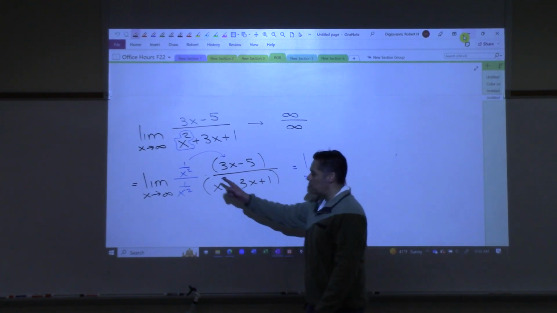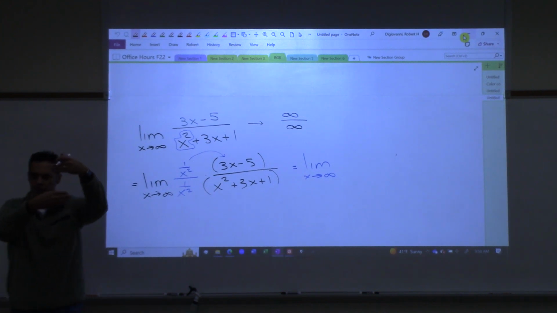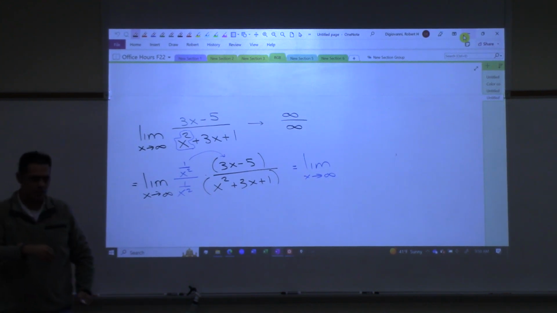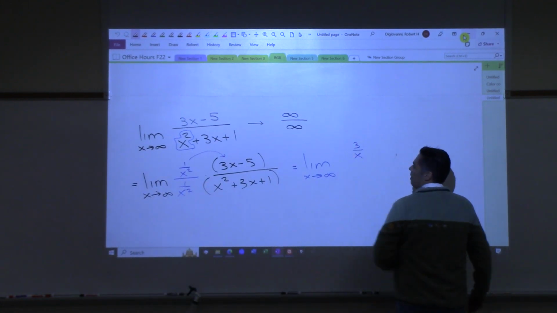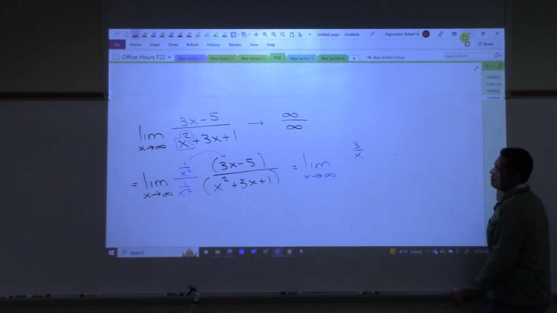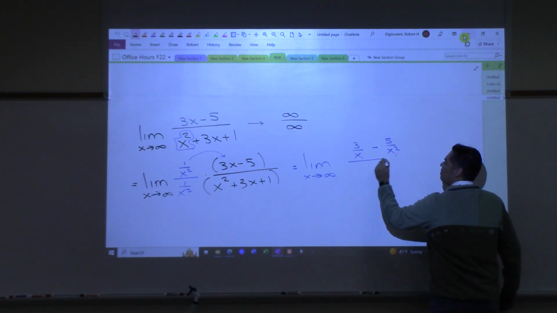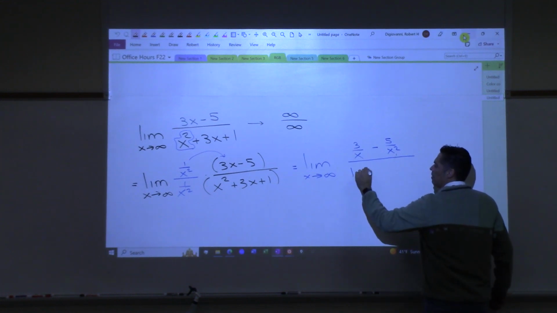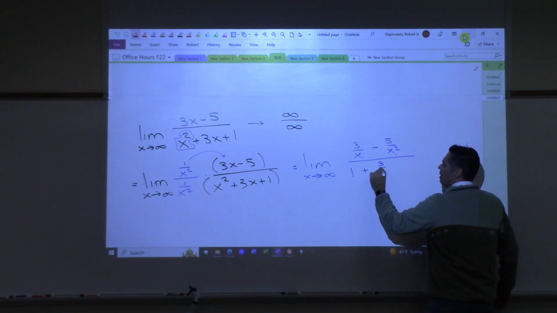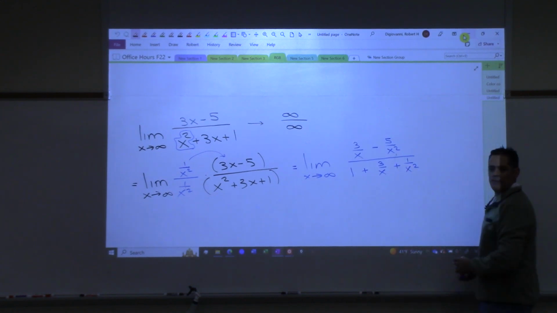Okay, what's 1 over x squared times 3x? So just see it, 3x on top of x squared. One of the x's cancels. 3 over x. Okay, and then next one, minus 5 over x squared, right? All over 1 plus 3 over x plus 1 over x squared. Everyone see that?